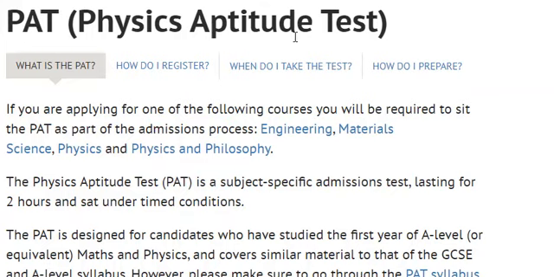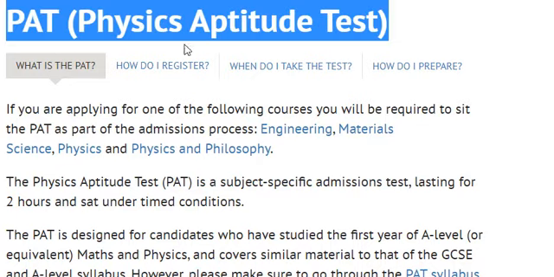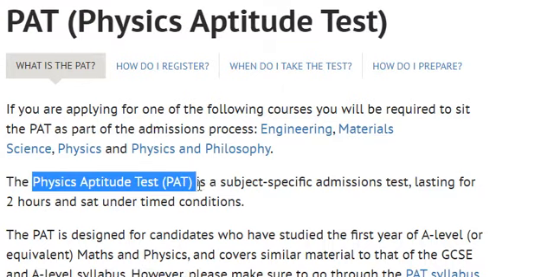If you are looking for admission to an undergraduate program at the University of Oxford, then you need to appear in this PAT test. PAT is a Physics Aptitude Test. So what is the PAT? If you are applying for, let's say, an engineering program, materials science, physics, or physics and philosophy, then you need to appear in the physics PAT.